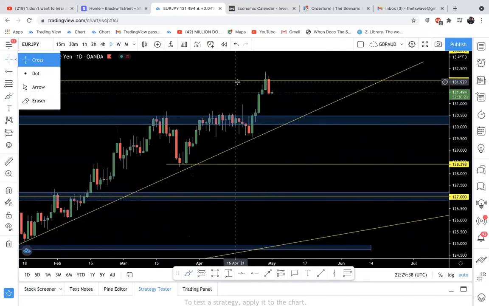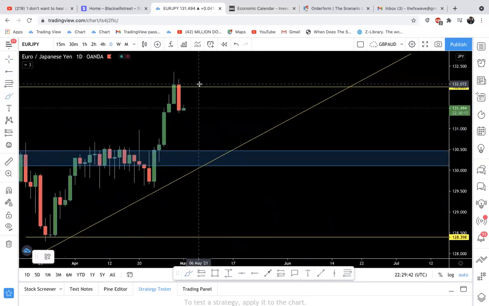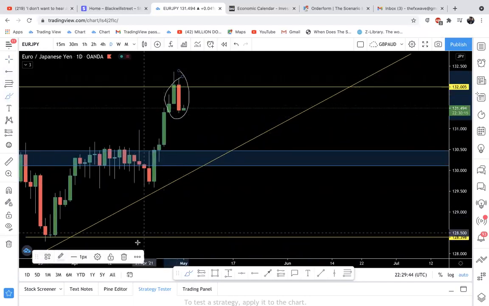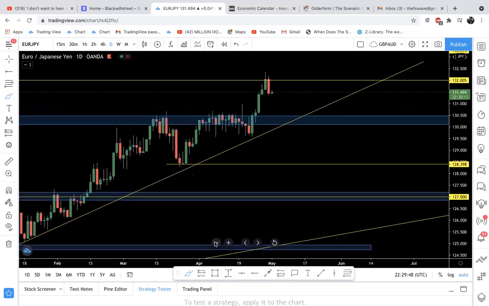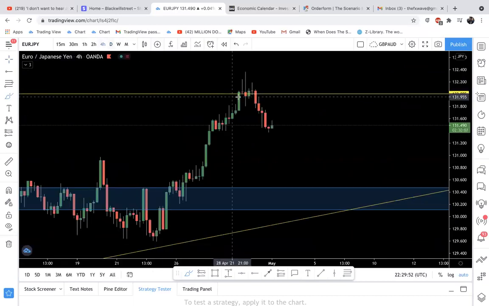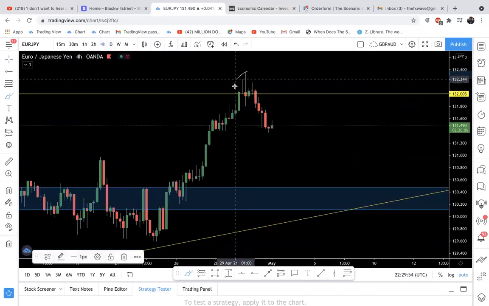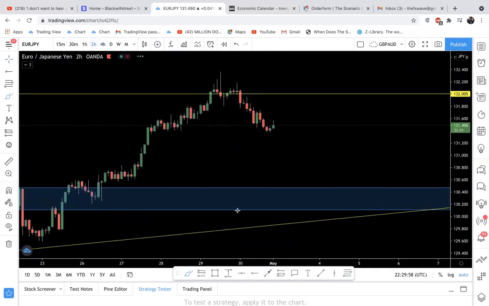Looking at the daily, we got a bearish engulfing here, right? The daily gave us a bearish engulfing right here. That could be a sign that it's about to set up for a sell in the coming days. So if we look at the 4-hour, boom, price had a nice pin bar rejection and rolled over. So this is how I would look at this.